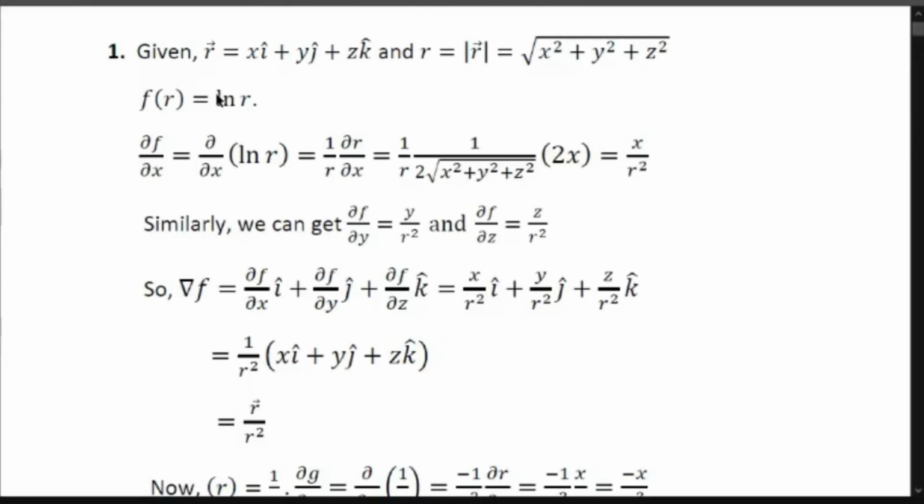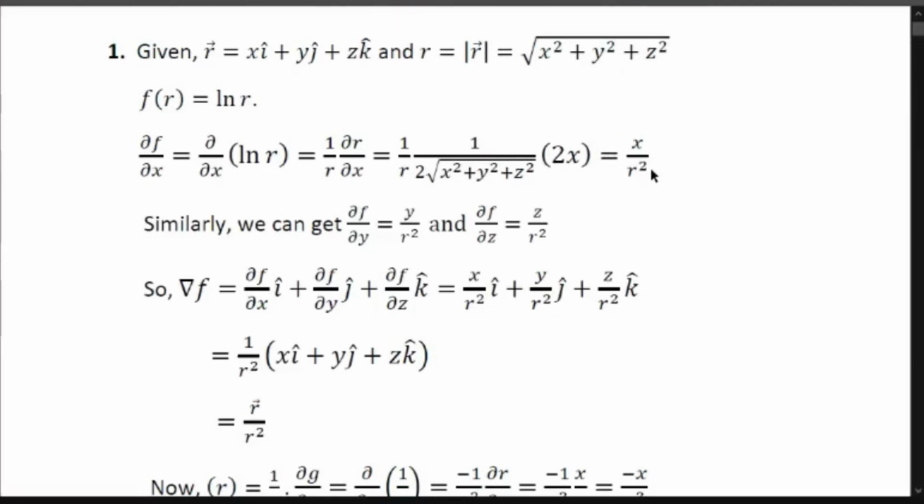For that, you just find out the partial derivatives. Gradient of f is dou f by dou x i plus dou f by dou y j plus dou f by dou z k. So you need to find dou f by dou x, dou f by dou y, dou f by dou z. I have found dou f by dou x here, which is dou by dou x of log r. It is 1 by r times dou r by dou x. Dou r by dou x is 1 by 2 times the square root of x square plus y square plus z square times 2x. So it is 1 by r times 1 by 2r times 2x. So it will be x by r square.